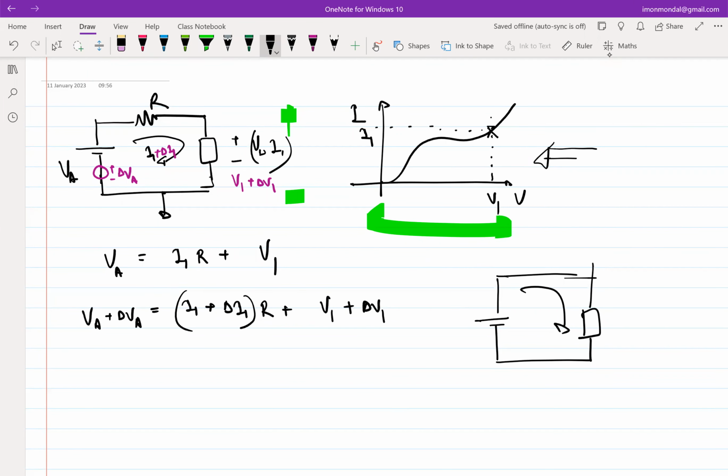Now I can as well turn around and do the reverse. I can say that I'll push in some current I and observe the voltage V.